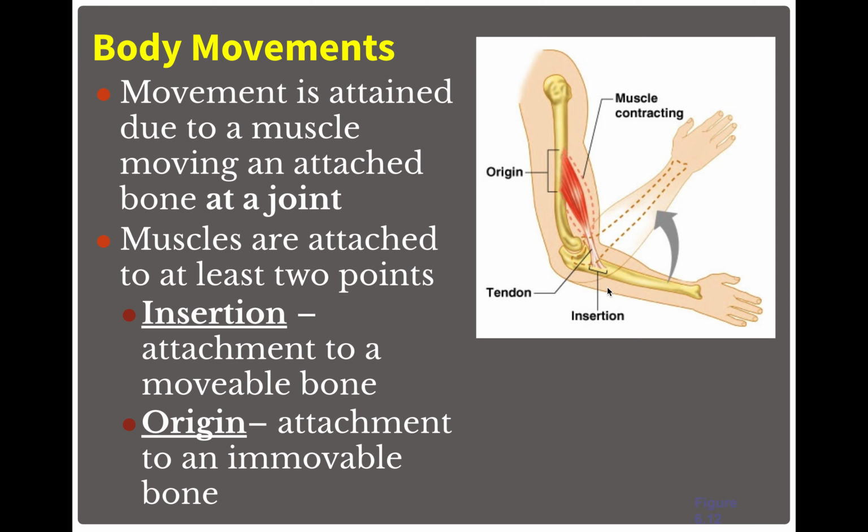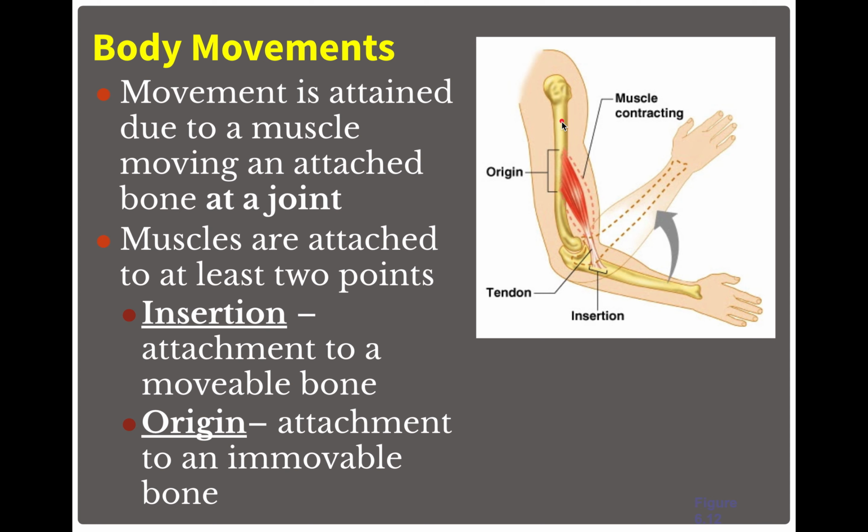But either way, insertion versus origin, for me personally, that's not as important as realizing that based on the position of this muscle, if you shorten this muscle, you'll notice it would drag this lower bone, the radius, up closer to the upper bone, or the humerus of the arm.